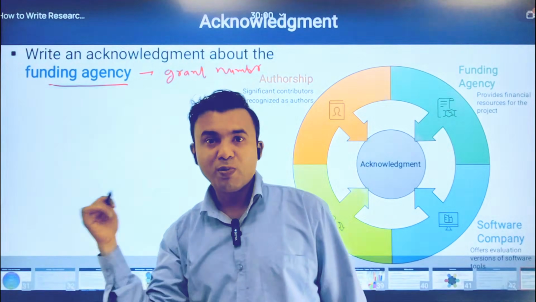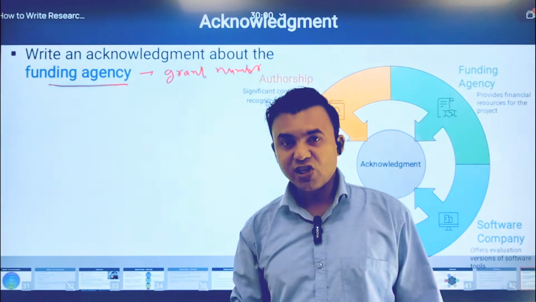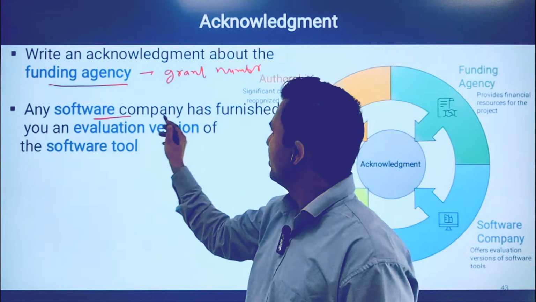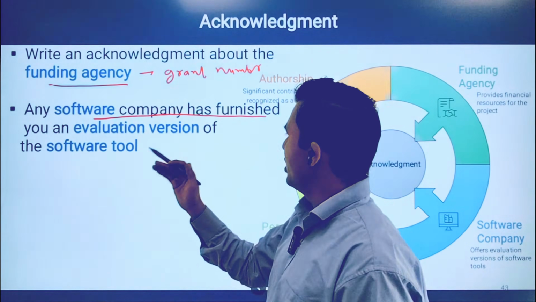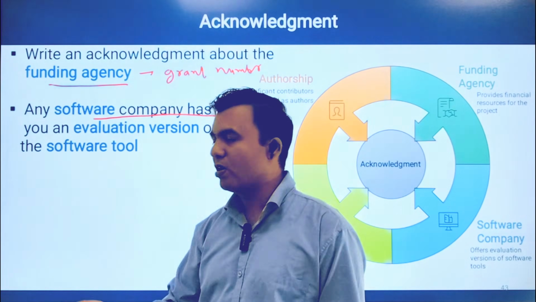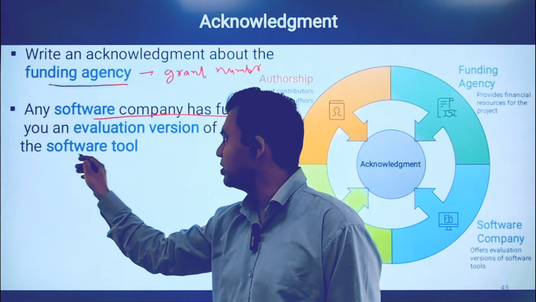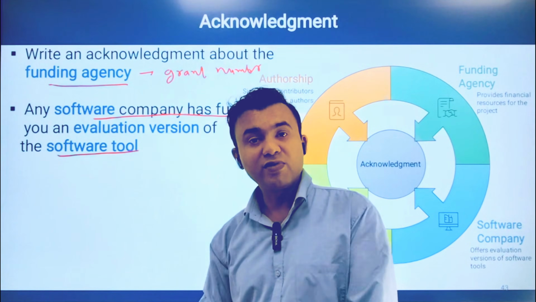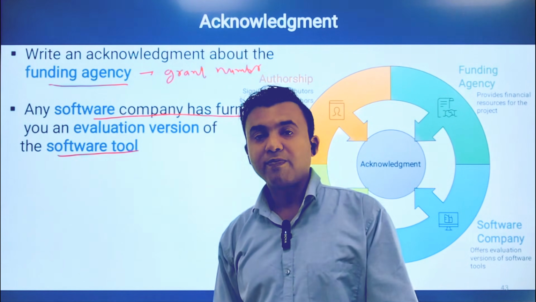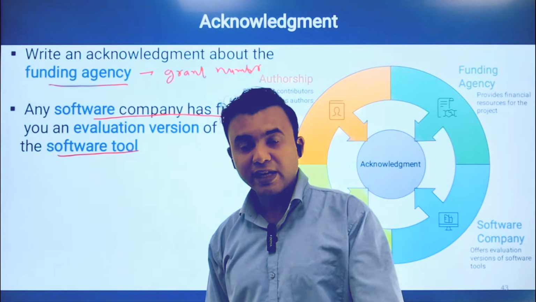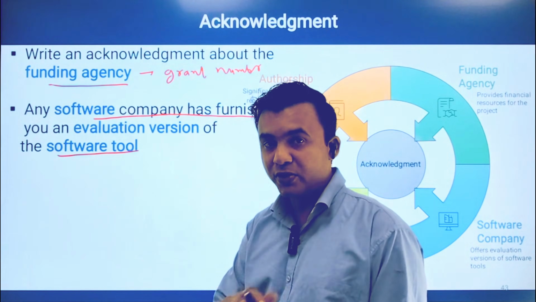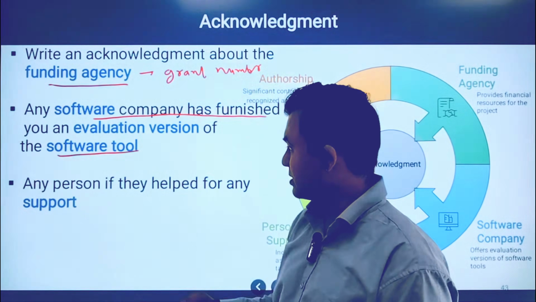Because the page charge would be covered from them. The research is funded by them. So give that. Any software company, if they have furnished a licensed version, evaluation version or a testing version of a software, and if you're using that, mention that. You say that we have used a licensed version. Later, to avoid the copyright strikes from them, you say that I have acknowledged that I have used the licensed version and I'm presenting the results. That will safeguard you from the future copyrights.